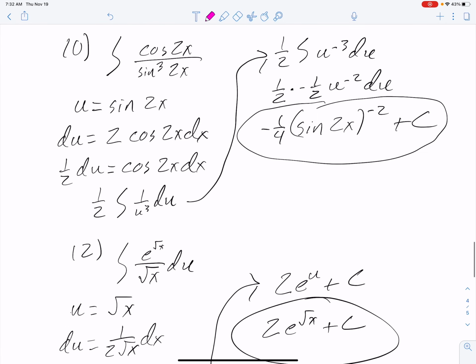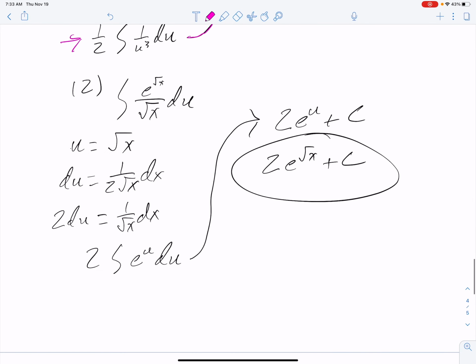In 10, I see two trig functions, so I know I'm going to pick the trig function with the higher exponent, but when I pick that trig function, I do not include the exponent. So I get sine of 2x, and so I take my derivative of sine is cosine, derivative of 2x is 2. I don't have that correct coefficient, so I'll divide by 2 on both sides, rewrite my integral. Remember, we can't use our anti-power rule until we get that variable out of the denominator, so I rewrite it as u to the negative third, use my anti-power rule, and find my antiderivative.